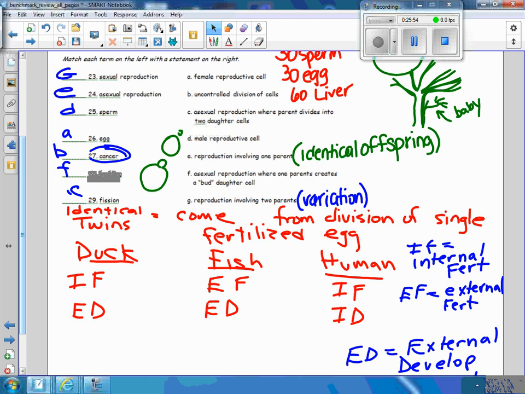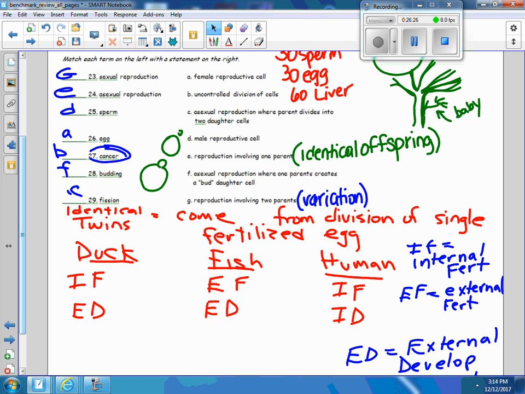A duck, a fish, a human. Internal and external fertilization. A duck is going to have internal fertilization, but external development because they lay eggs. Fish are going to have external fertilization and external development. If you don't remember this, we want to add this. Humans are internal and internal. Internal fertilization and internal development. If you don't remember the difference, you need to add them. Are we good? Internal development and internal fertilization happens in a human. First is fertilization and then development.